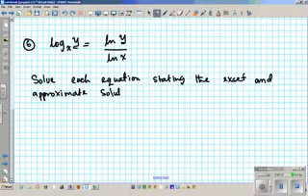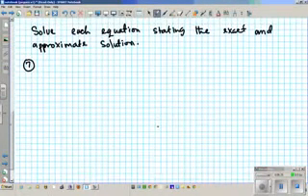Okay. So when you're doing these problems in the board work for today, I would like you to give me the exact answer and also the approximate solution. Okay. All right. Number 7: e to the 3x equals 33.